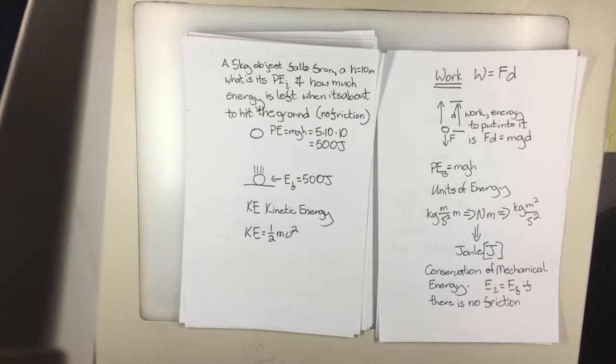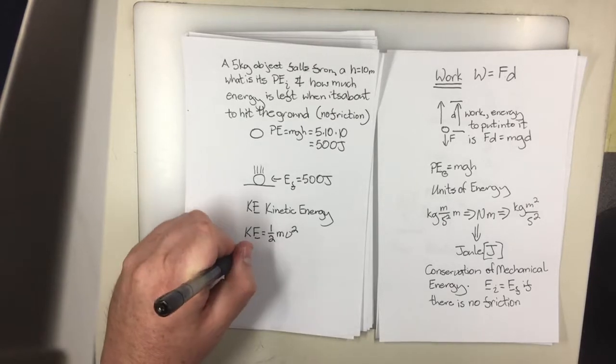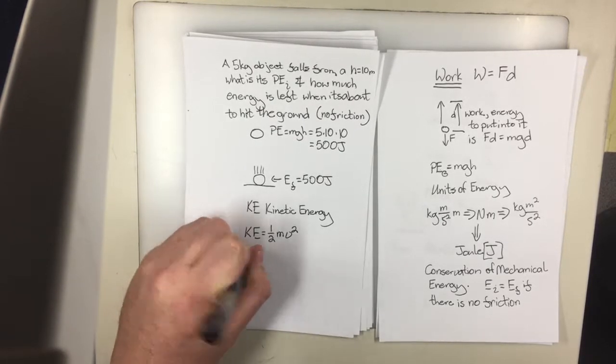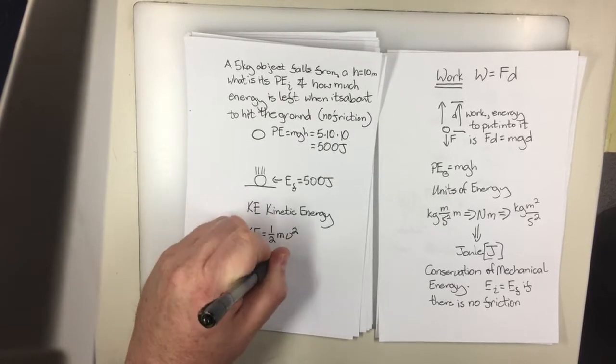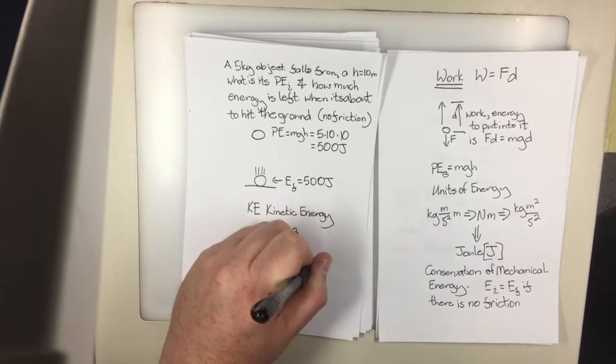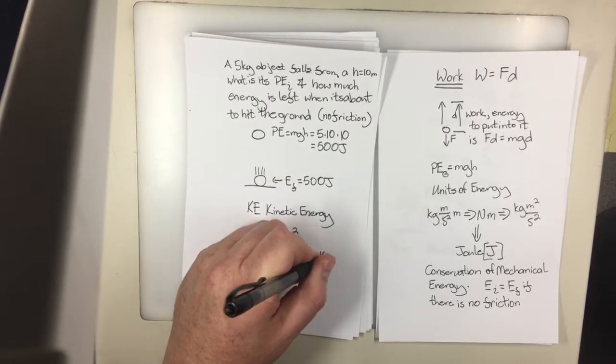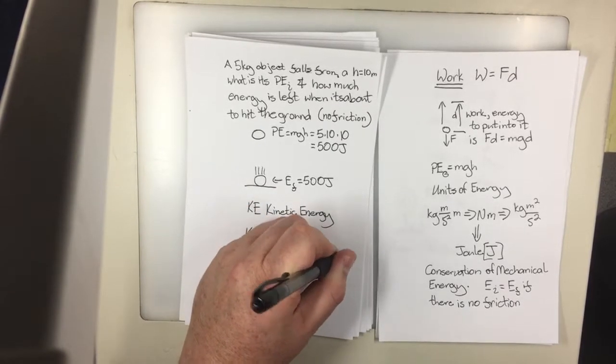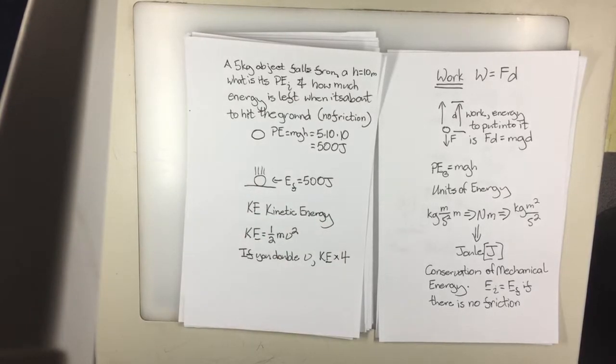The kinetic energy of the object is 1/2 times its mass times its velocity squared. And what's really interesting is if you double v, the kinetic energy quadruples.